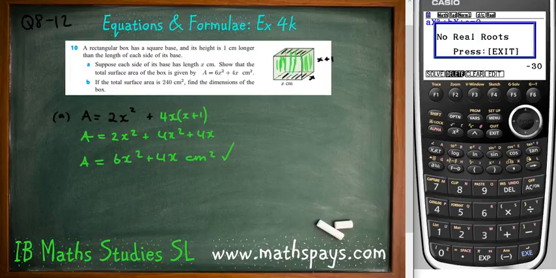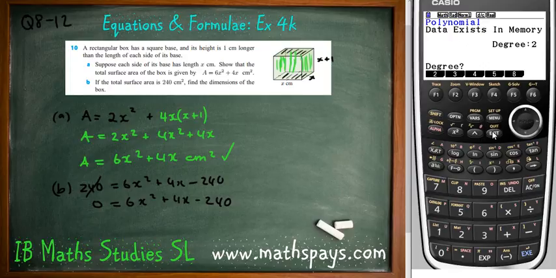Awesome. Part B will be the solving part most likely. It says if the total surface area is 240, okay, so I'm going to write that down. Remember, that gives me a mark. Find the dimensions of the box. I'm going to take the 240 across, let it equal 0, as you can see, and then I'm going to solve it. Okay, so I'm going to go back to my calculator here.